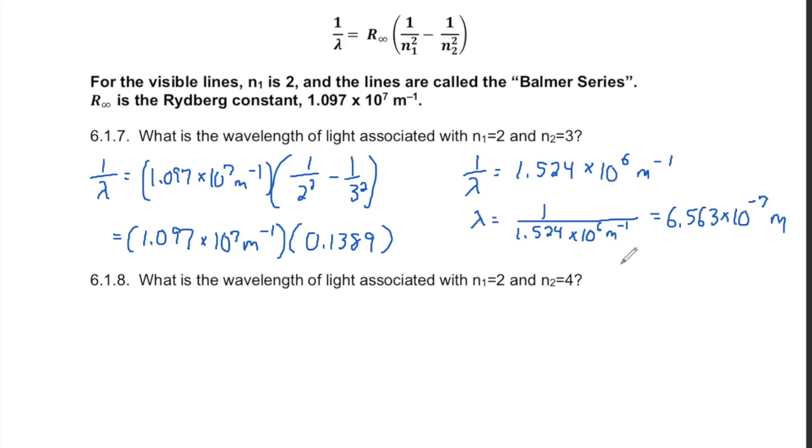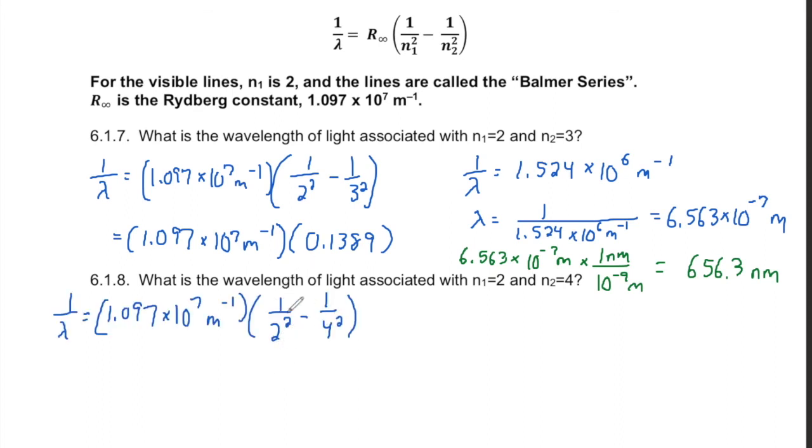A lot of times visible light is expressed in nanometers. You saw that in our spectroscopy lab. So let's go ahead and convert this to nanometers. When we do that, we get 6.563 times 10 to the 2, or 656.3 nanometers. And this is one of the bands that we see in hydrogen's line spectrum.